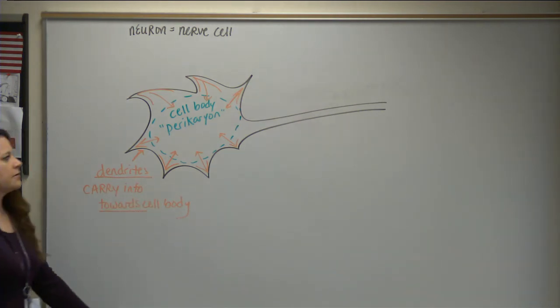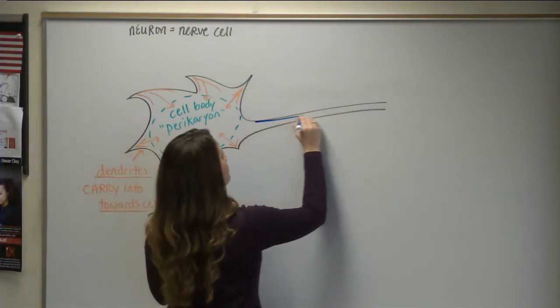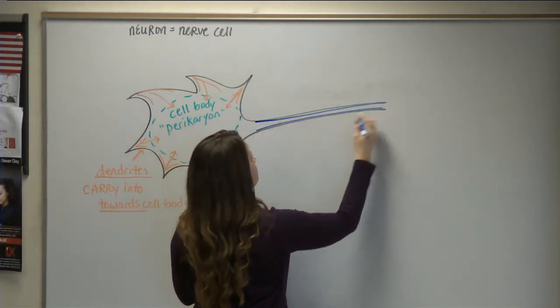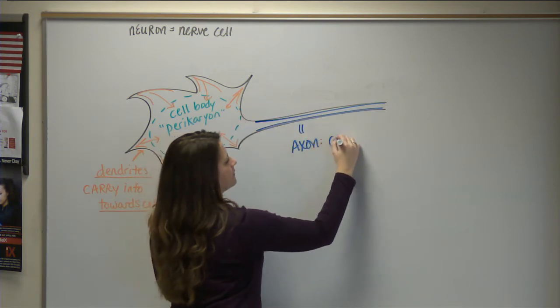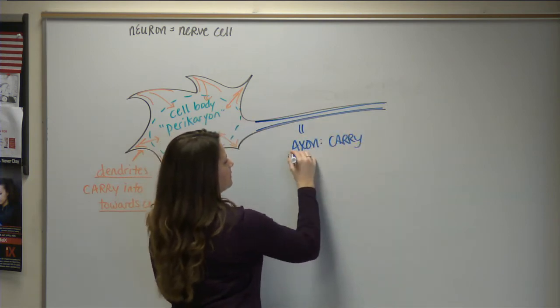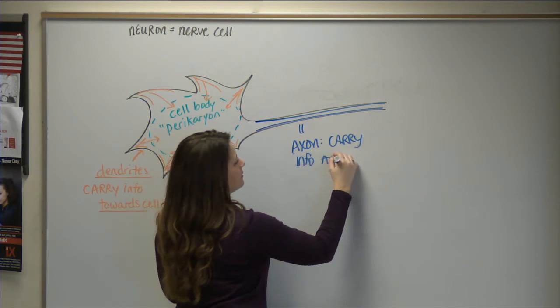And then in blue, we have this guy. This is what's known as our axon, and our axon would carry info away.